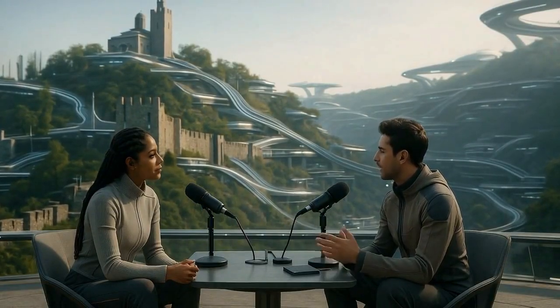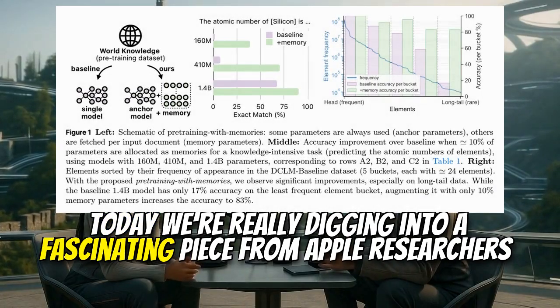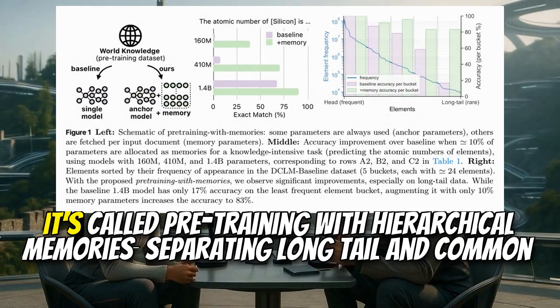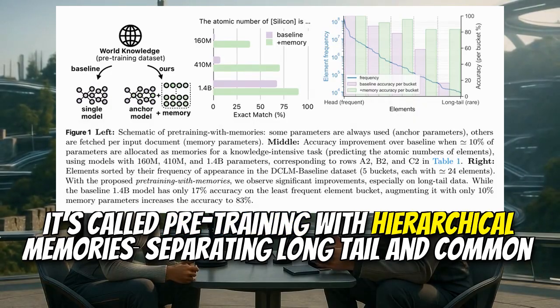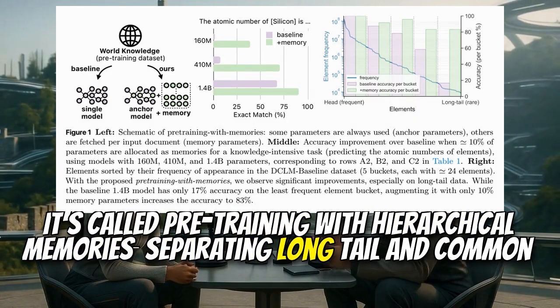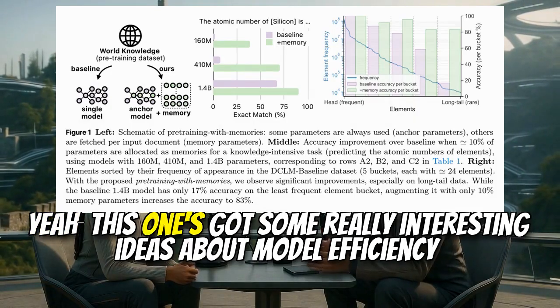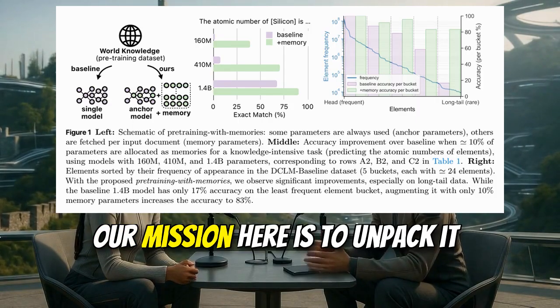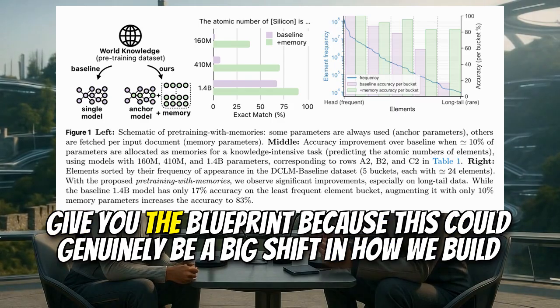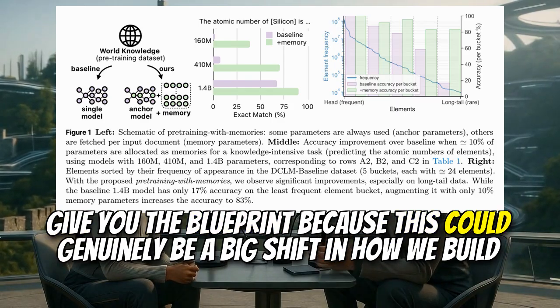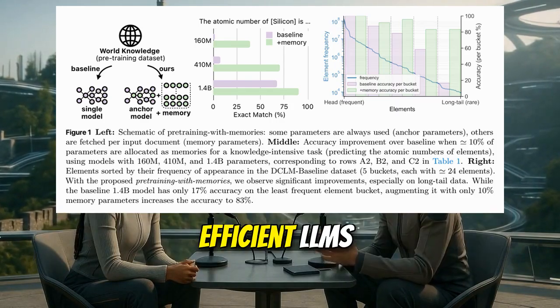That's right. Today, we're really digging into a fascinating piece from Apple researchers. It's called Pretraining with Hierarchical Memories, separating long tail and common knowledge. Yeah, this one's got some really interesting ideas about model efficiency. Definitely. Our mission here is to unpack it, give you the blueprint, because this could genuinely be a big shift in how we build efficient LLMs.